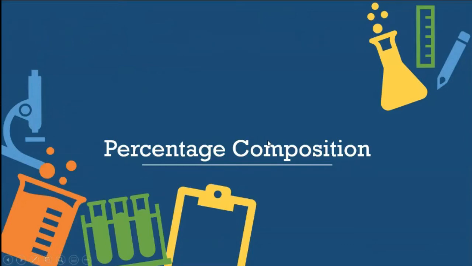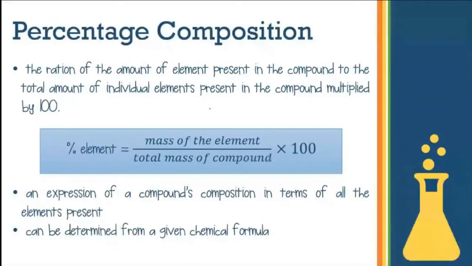So when we see percentage composition, it is the ratio of the amount of element present in the compound to the total amount of individual elements present in the compound multiplied by 100. So, kumbaga sa isang 100% na sample, we are going to calculate for the percentage ng bawat element. So, the percentage of the element is equal to the mass of the element divided by the total mass of the compound times 100.